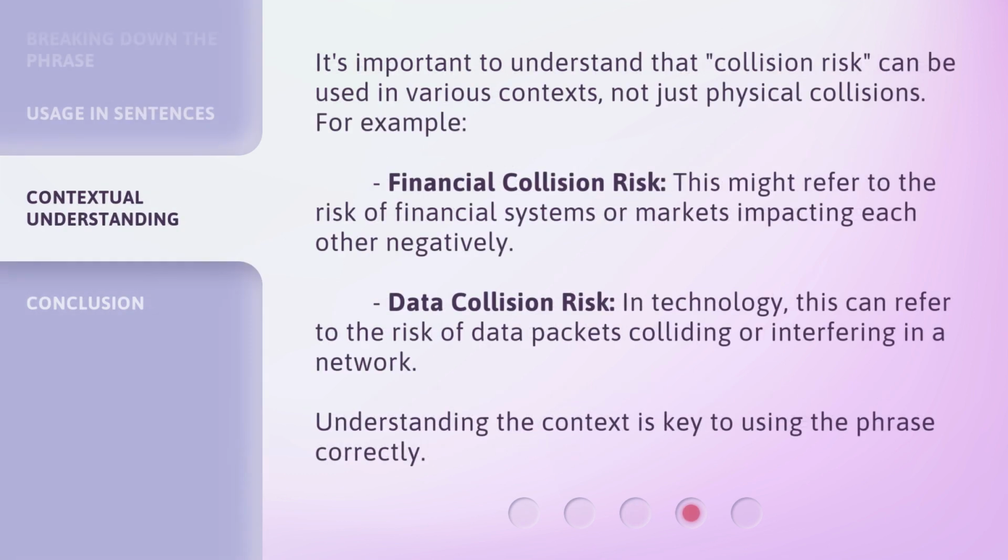It's important to understand that collision risk can be used in various contexts, not just physical collisions. For example, financial collision risk. This might refer to the risk of financial systems or markets impacting each other negatively. Data collision risk. In technology, this can refer to the risk of data packets colliding or interfering in a network. Understanding the context is key to using the phrase correctly.